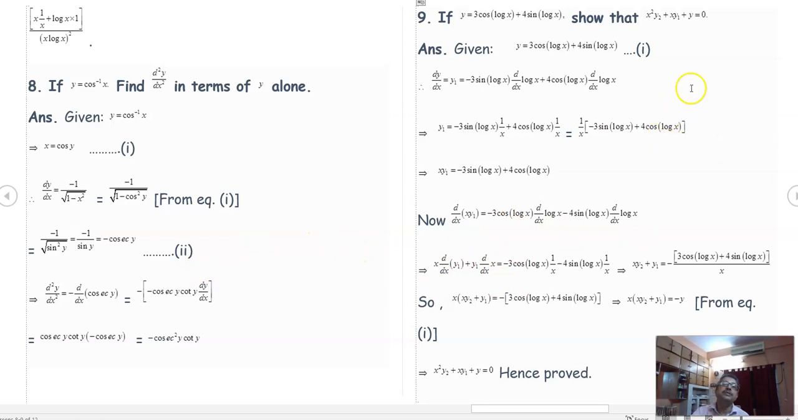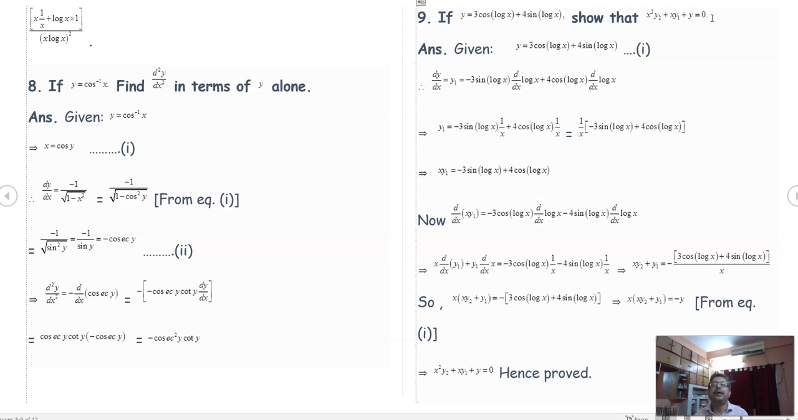It's a good question. They have asked you to prove something where y is equal to the given function. You show that x cube, x square y2, xy1 plus y equal to 0. How are you going to do it? Just do first time differentiation. The only difference between this sum and the previous sum is that you have to get the answer in a very convenient form. I will say that.